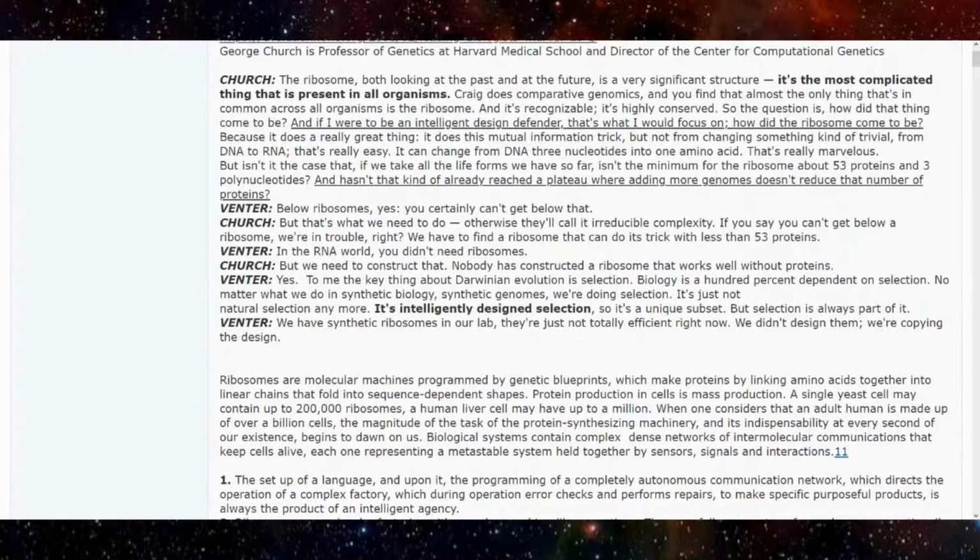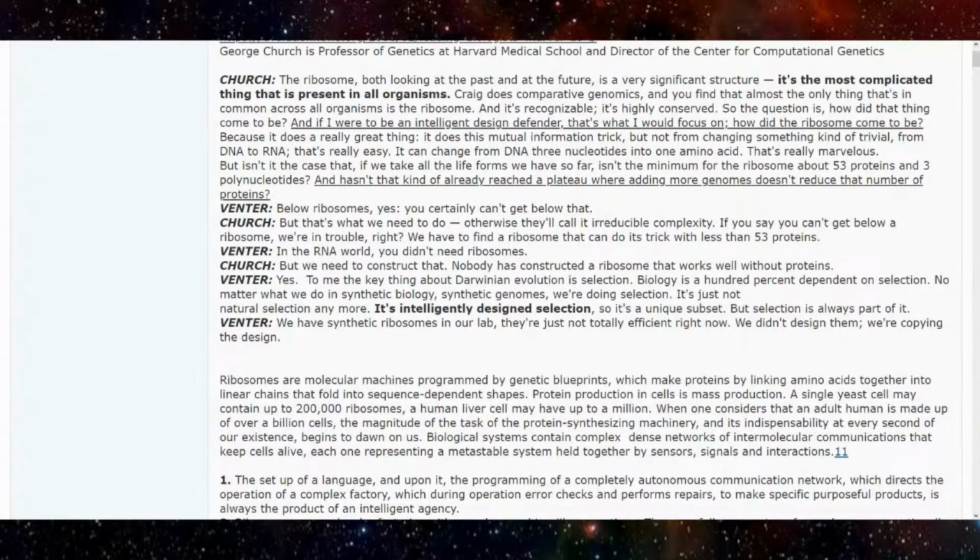And Church: but that's what we need to do. Otherwise, they'll call it irreducible complexity. If you say you can't get below a ribosome, we're in trouble, right? We have to find a ribosome that can do its trick with less than 53 proteins. And Venter: in the RNA world, you didn't need ribosomes. And Church: but we need to construct that. Nobody has constructed a ribosome that works well without proteins.